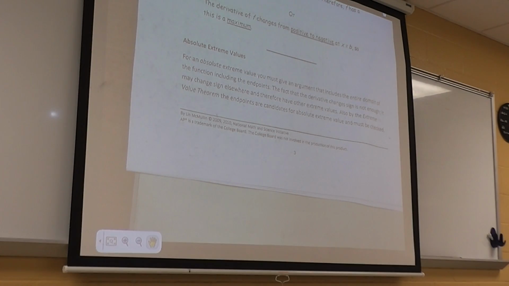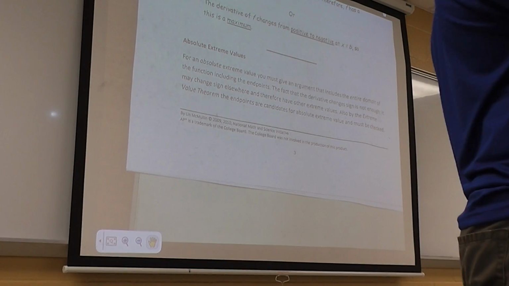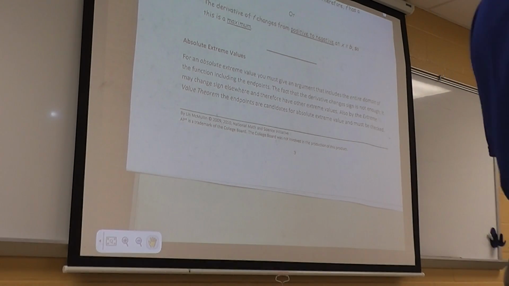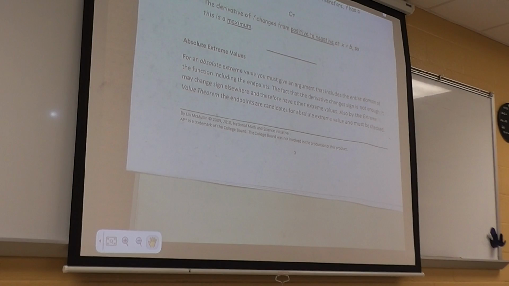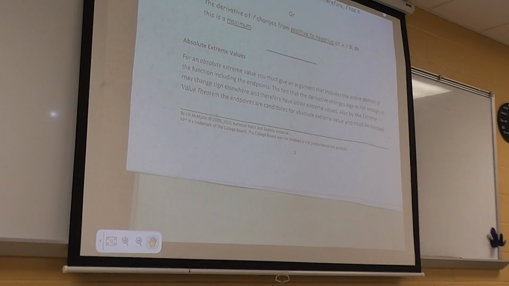All right, so they're going to limit your domain from being from 2 to 5. And you got to compare the y coordinate at every critical number with the y coordinates at 2 and at 5. All right. And as it says here, therefore, also the extreme value theorem, the endpoints are candidates for the absolute extrema and must be checked. So that's that candidates test.